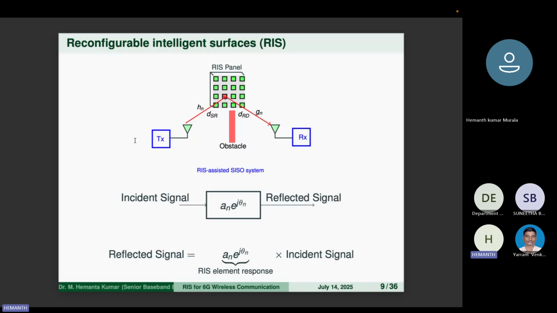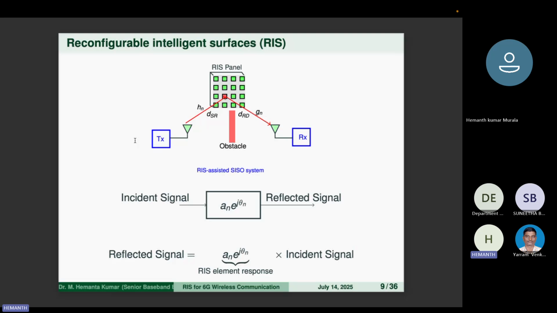See, this is the incident signal. Let us see, from the TX to the RIS panel the channel is h of n. Let us assume this h of n, where n means the nth element. The reflected channel is g of n, and the receiver will be the RX. This signal is the incident signal, that is the incident signal x, for example QPSK or 16-QAM, you can decide. This is the x signal transmitted.